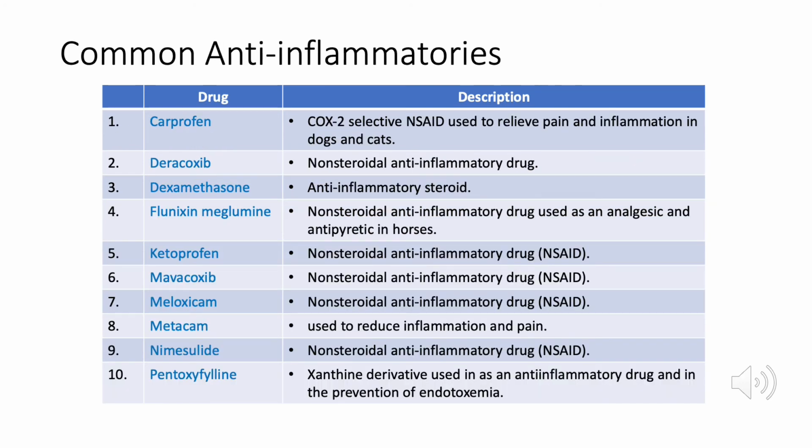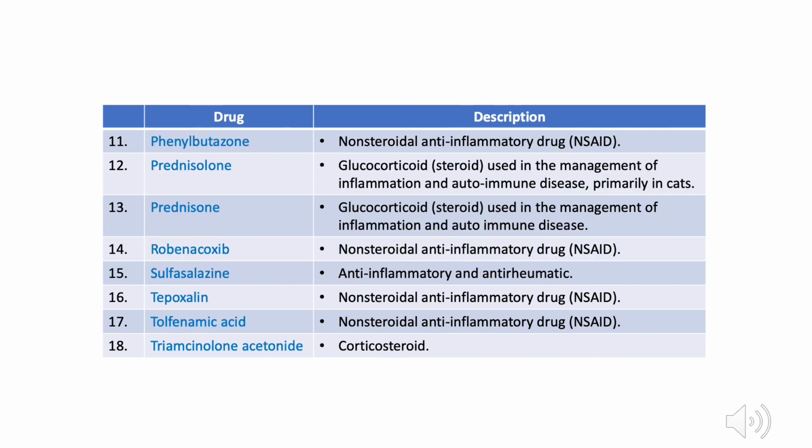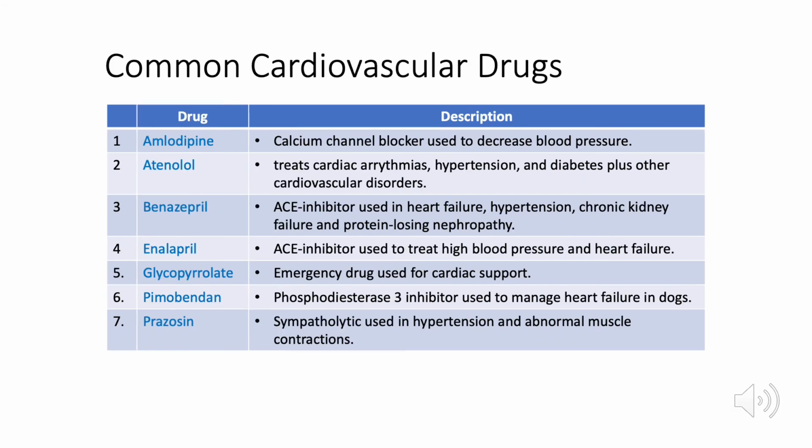Anti-inflammatory drugs comprise non-steroidal anti-inflammatory drugs, or NSAIDs, and also steroidal drugs. Some of the common cardiovascular drugs: Amlodipine is a calcium channel blocker that helps decrease blood pressure. Atenolol treats cardiac arrhythmias, hypertension, and other cardiovascular disorders, and so on and so forth.